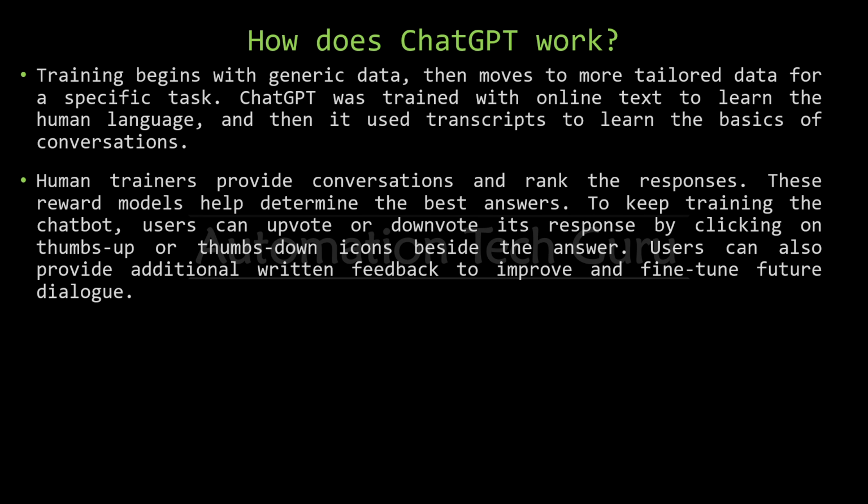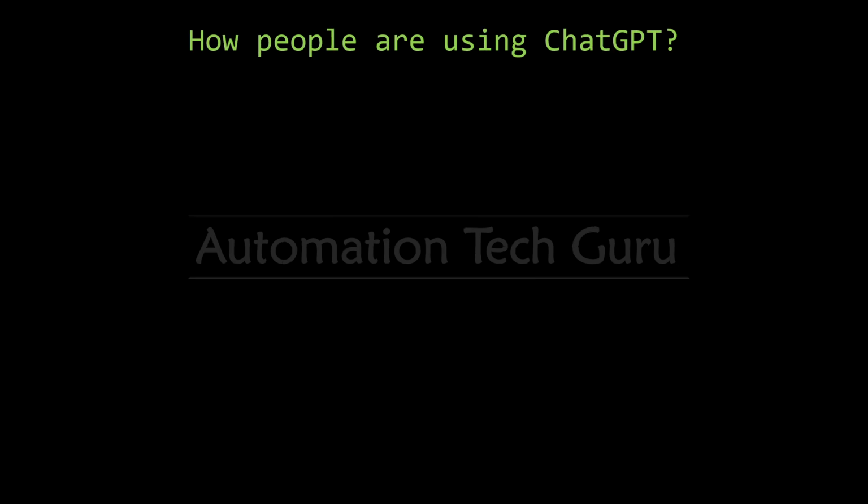Human trainers provide conversations and rank the responses. These reward models help determine the best answers. To keep training the chatbot, users can upvote or downvote its response by clicking on the thumbs up or thumbs down icon beside the answer. Users can also provide additional written feedback to improve and fine-tune future dialogues.